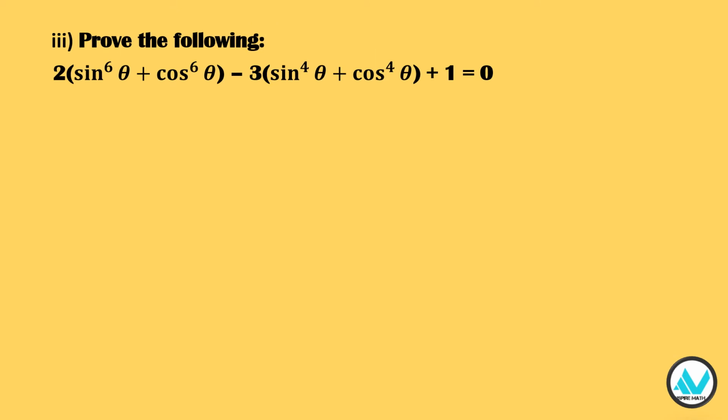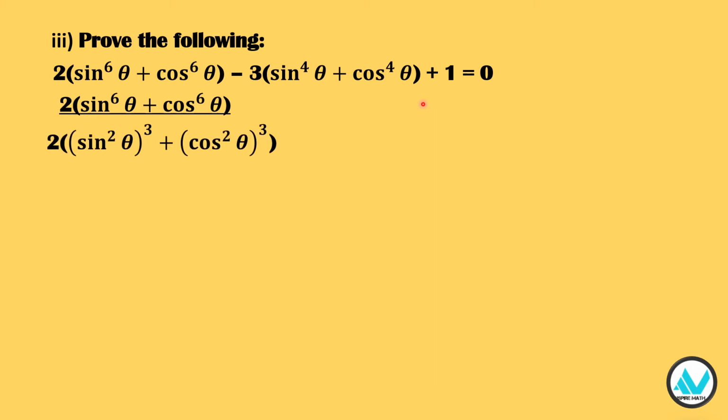Let us prove the following. 2 times sin power 6 theta plus cos power 6 theta minus 3 times sin power 4 theta plus cos power 4 theta plus 1 equal to 0. So let me take step by step and solve this problem. So first step I'm going to take 2 times sin power 6 theta plus cos power 6 theta. Now I can write this as 2 times sin square theta the whole cube plus cos square theta the whole cube.